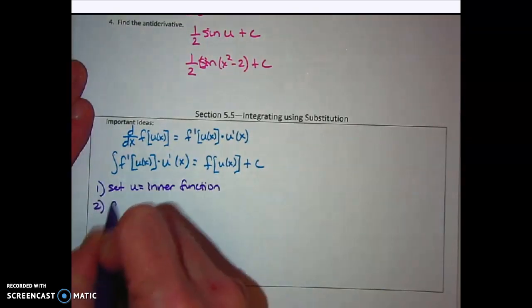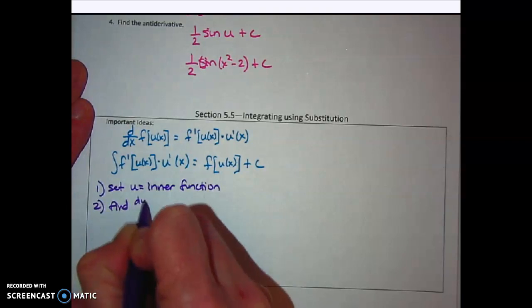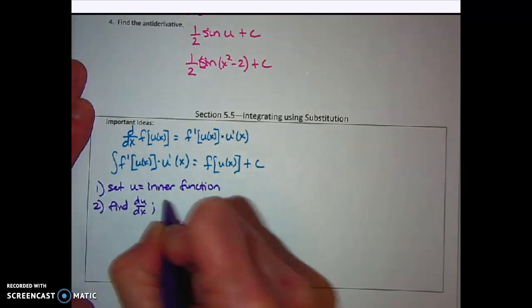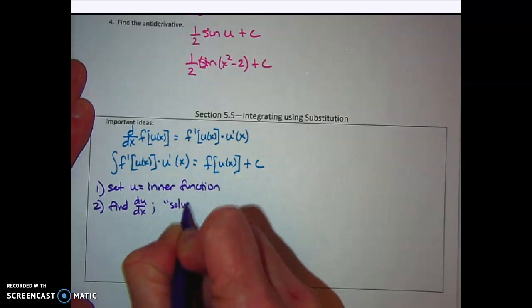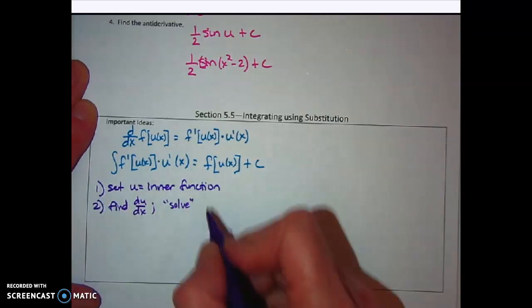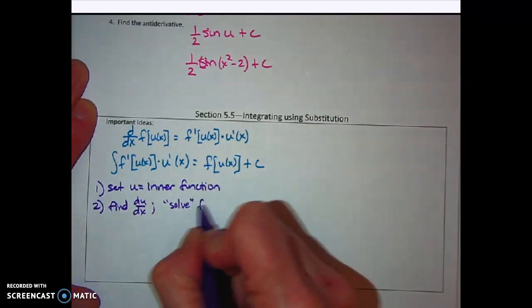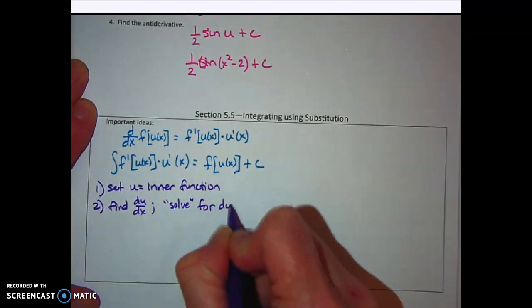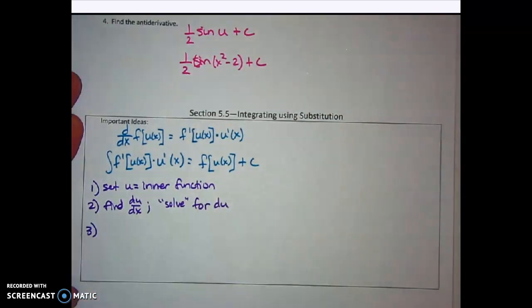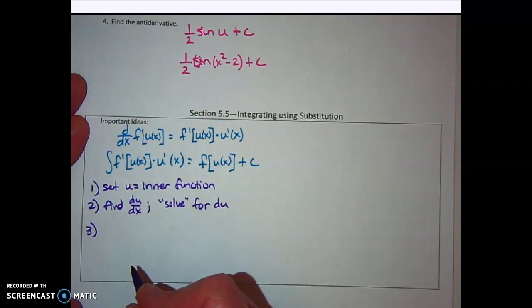So you're going to find du/dx, and then you're going to solve. This really isn't a fraction that you can multiply by and solve, but you're going to solve, in air quotes, for du. Then you're going to look for the part of the derivative that you already have in your integrand, and you're going to solve for that part.